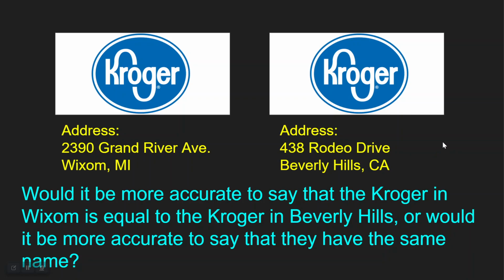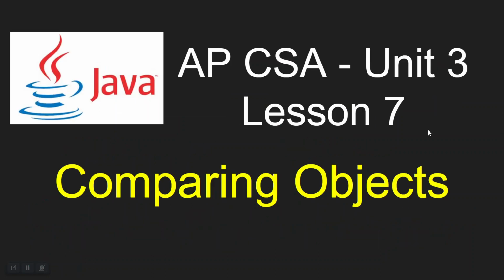So a question to ponder here is, would it be more accurate to say that the Kroger in Wixom is equal to the Kroger in Beverly Hills, or would it be more accurate to say that they have the same name? Considering what we know about locations and how that can impact shopping experiences, I think it's pretty accurate to say that they have the same name, not necessarily that they are equal, because we would expect things to be a little bit different, even though they have the same name.